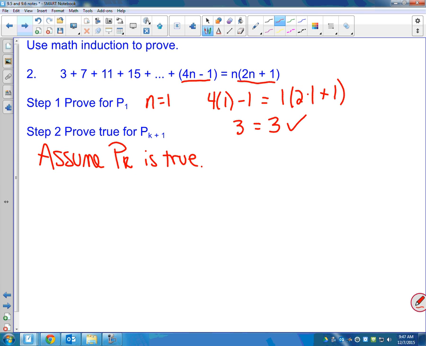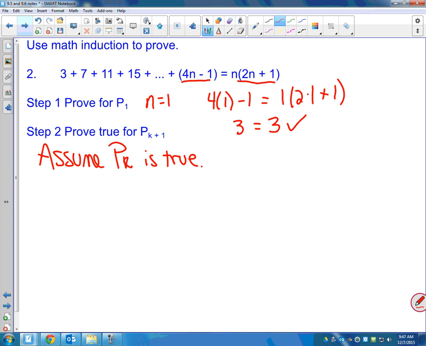Why do you pick k? I don't know. You've got to pick something besides n. N is like the last number. 1 is the first number. So the k number is just some number in between 1 and n. If you want to pick something other than k, you could. But k is the usual choice.